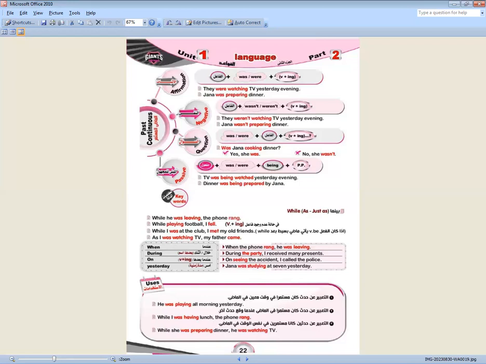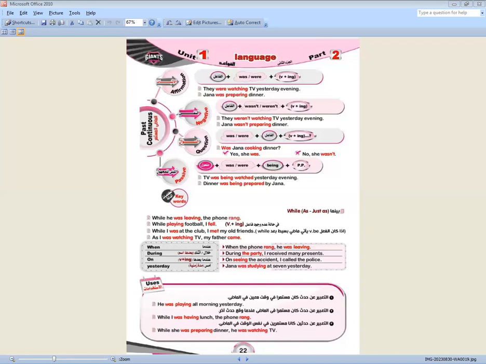The keywords: you can use while, as, and just as. While he was leaving, the phone rang. If we don't have any subject after while, you're gonna put the verb plus ing. While playing football, I fell. While I was at the club, I met my old friends. As I was watching TV, my father came.